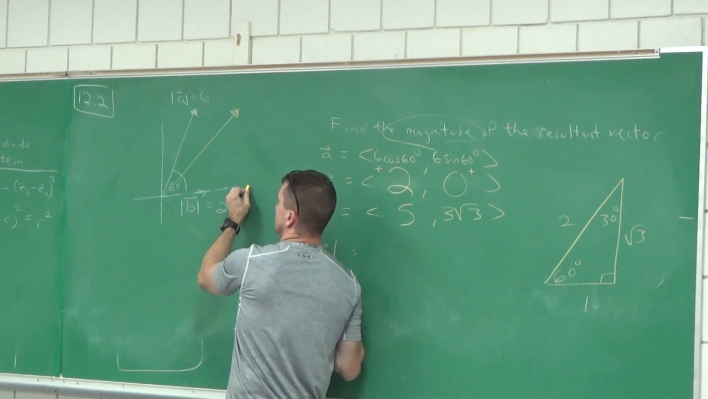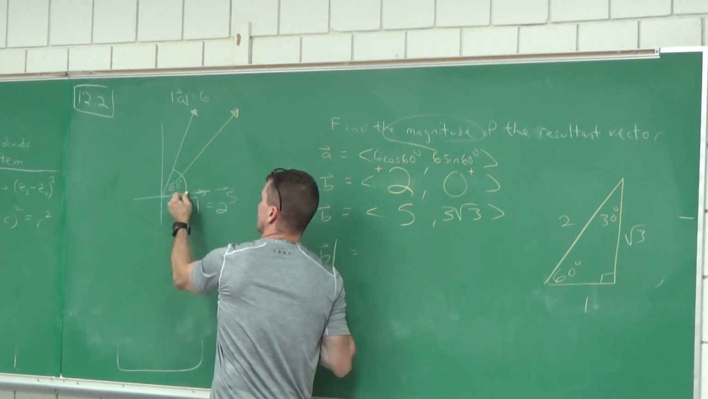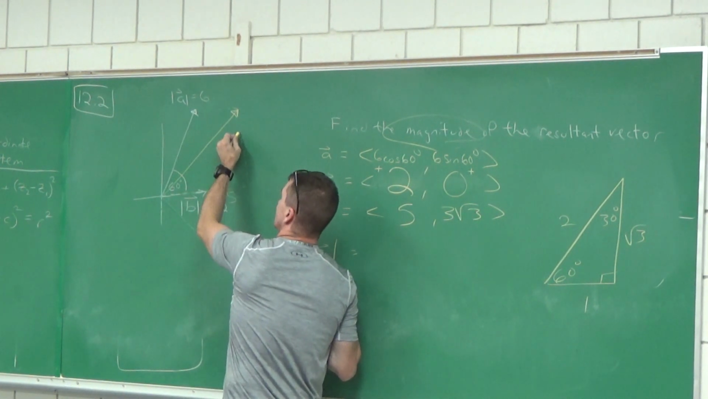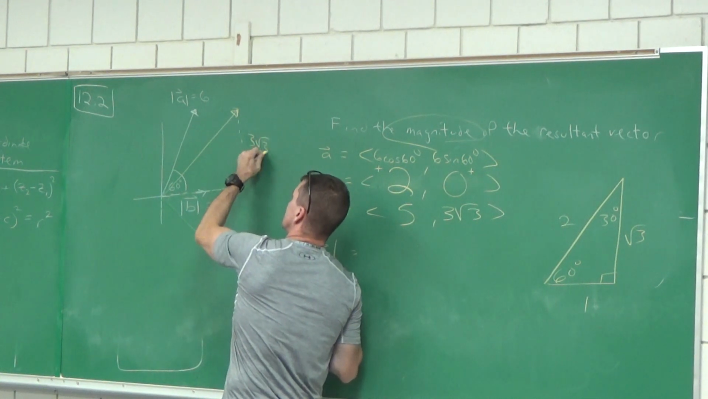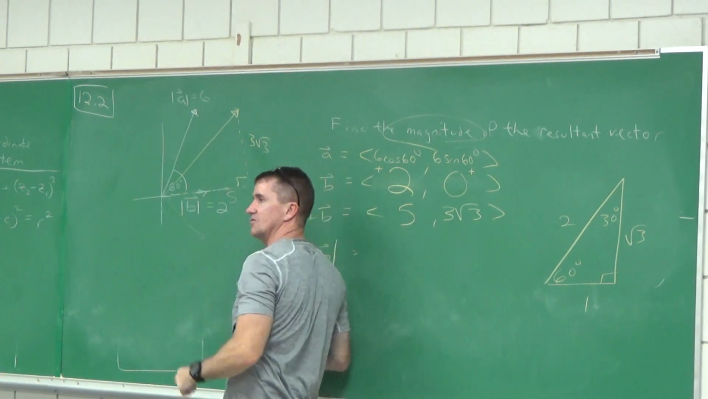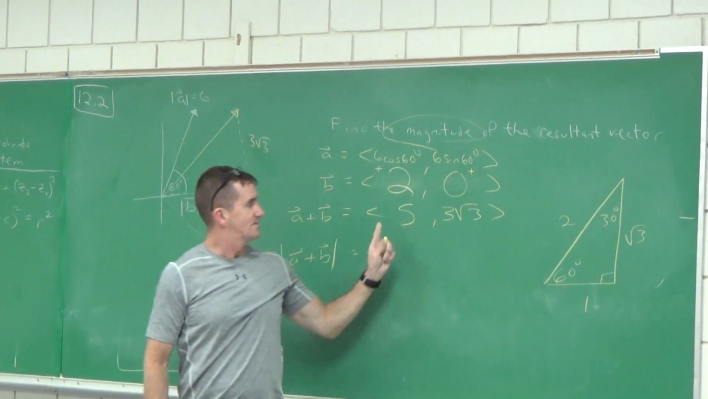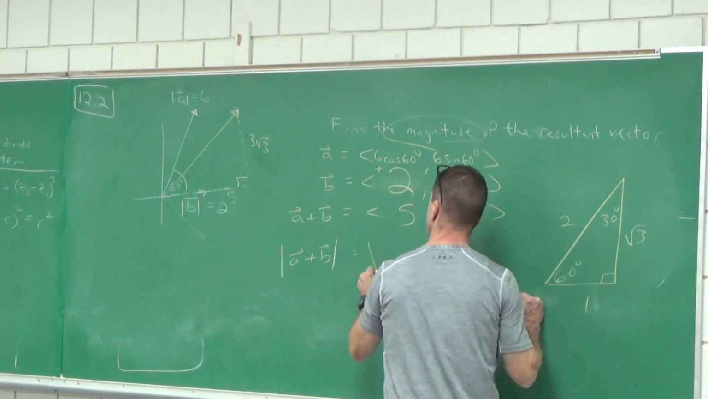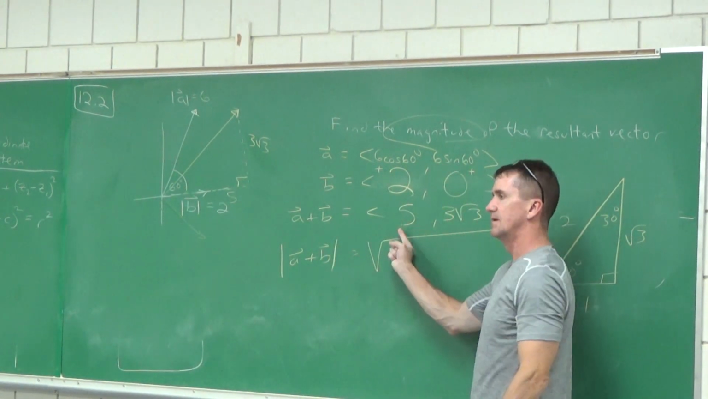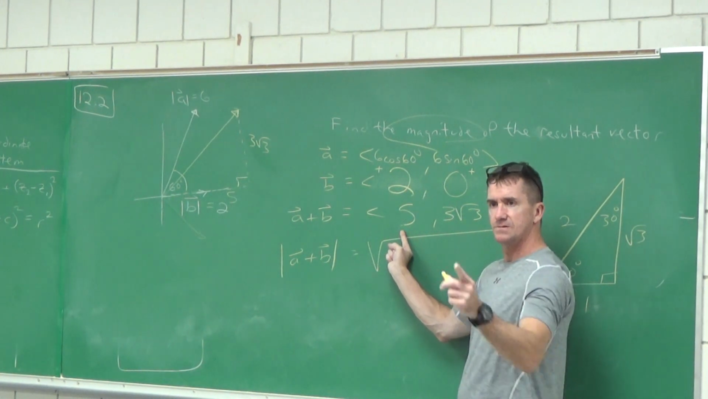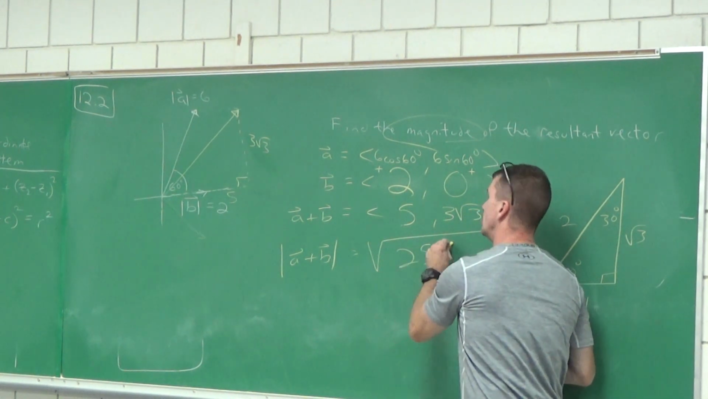I'm going to draw this. There's that vector. That's the 5 from here to here. And this was the what? See, it always involves right triangles of Pythagorean theorem. 5, 3 root 3. So to get the length, square root of 5 squared, which is? 25.